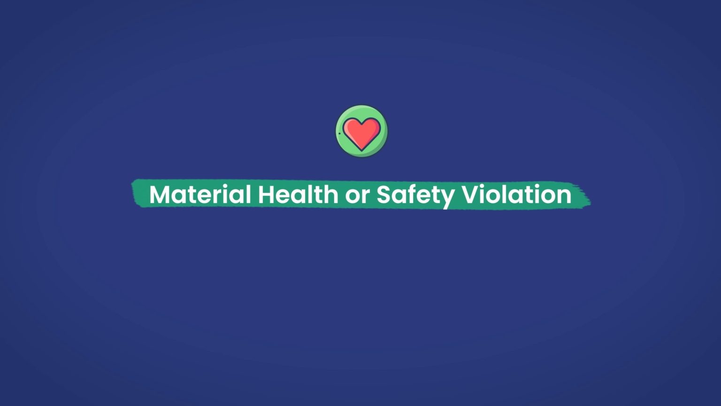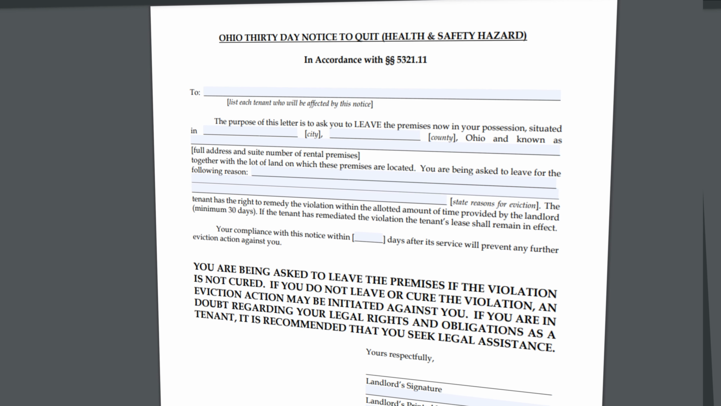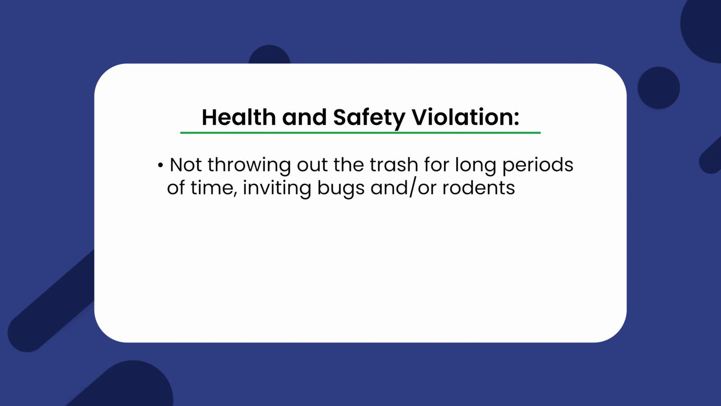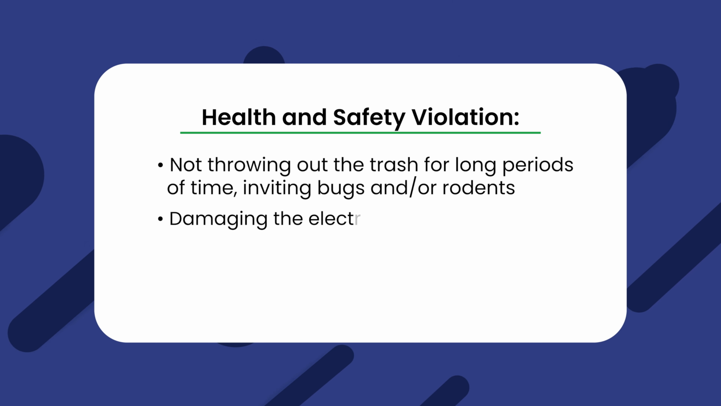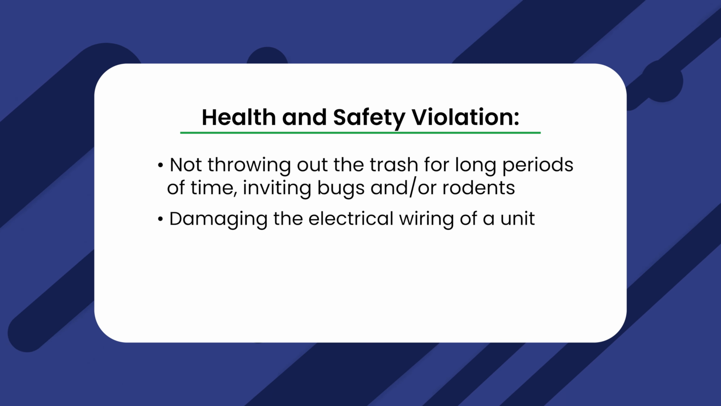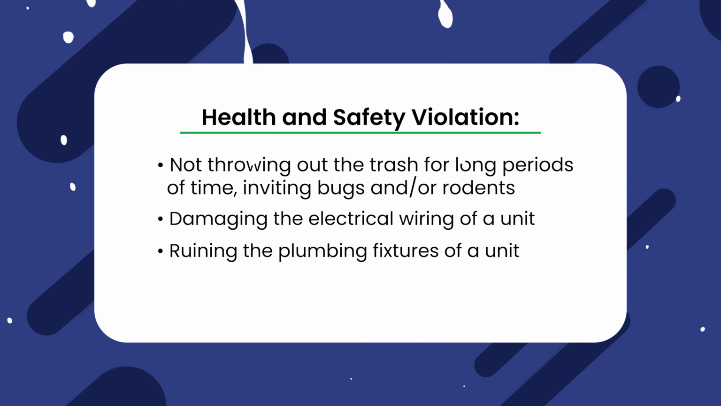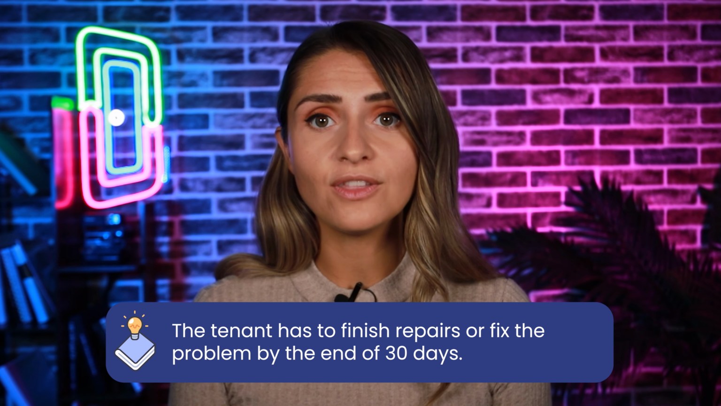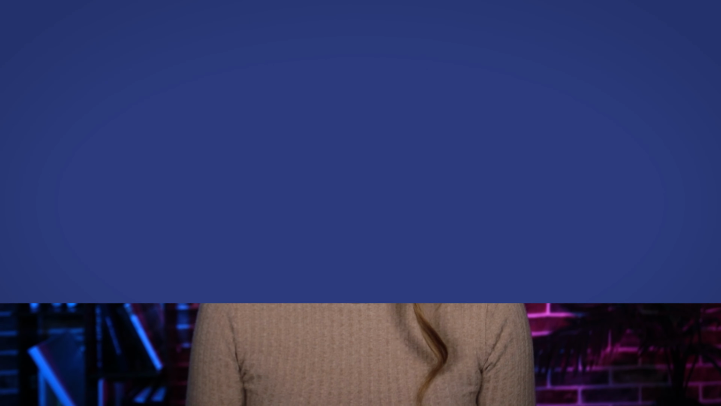Material health or safety violation. Ohio laws take into account the health, building, safety, and housing codes. If a tenant violates any of these codes, the landlord has to issue a 30-day notice to comply. Violations under this could include not throwing out the trash for long periods of time, inviting bugs and/or rodents, damaging electrical wiring of a unit, and ruining the plumbing fixtures of a unit. The tenant has to finish repairs or fix the problem by the end of the 30 days. If they are unable to do so, the landlord may continue filing for eviction.